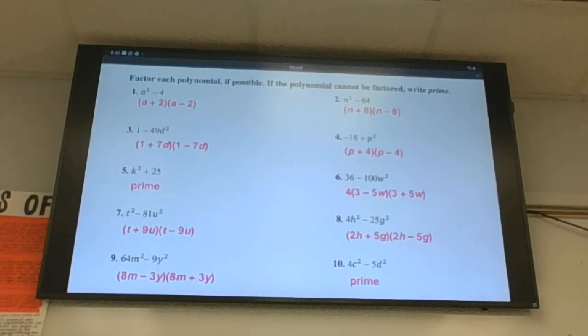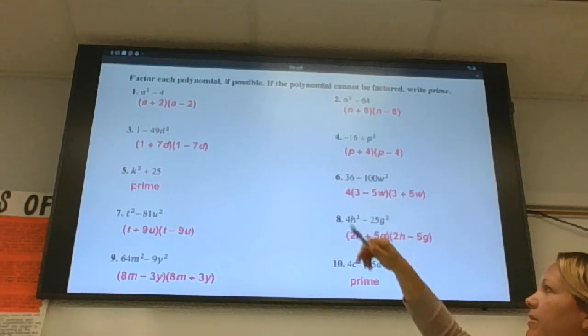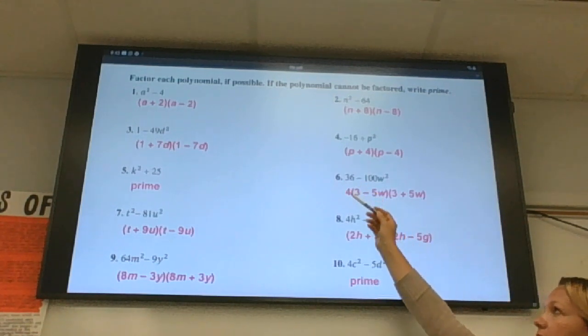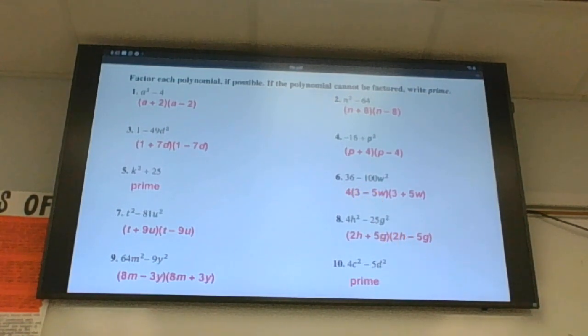Now, the way to avoid that is to always look for the greatest common factor. So here, these both happen to divide by 4. So I would take a 4 out from the start, and I would have 9 minus 25w squared, because 36 divided by 4 is 9, and 100 divided by 4 is 25. So that takes you right to the final answer. So it's best to take the GCF out. Follow that? Thanks for pointing that out.